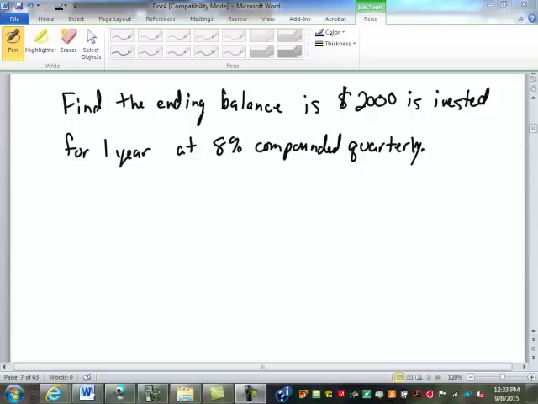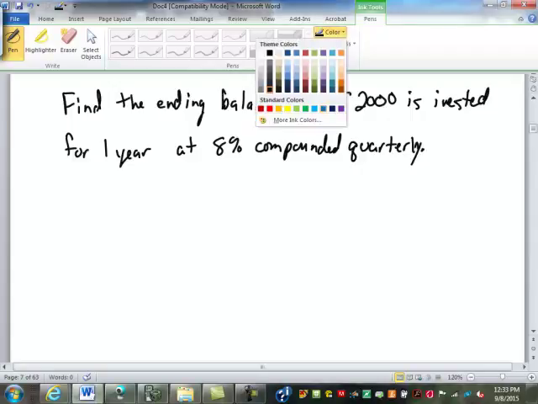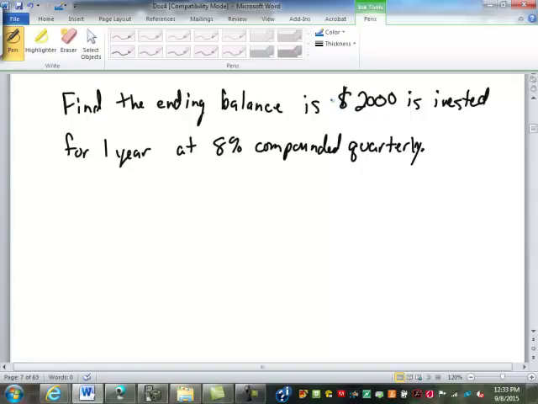Okay, so where do we start with this? Well, it's $2,000. What's our interest going to be? Is it going to be 8%? Say no. Oh, it will be 8%, and it'll be a quarter of a year. Or we could have done 8 divided by 4 and did 2% per quarter. So anyway, what's this going to come out to be?